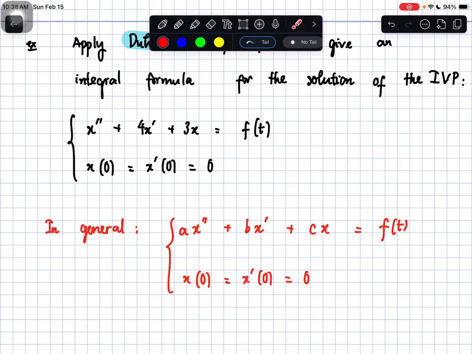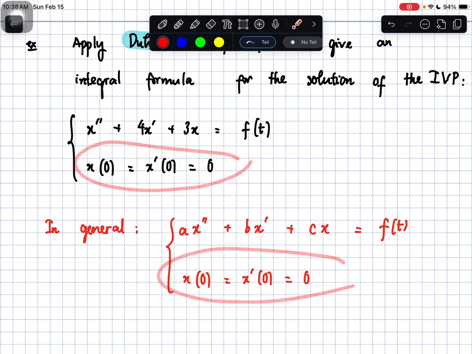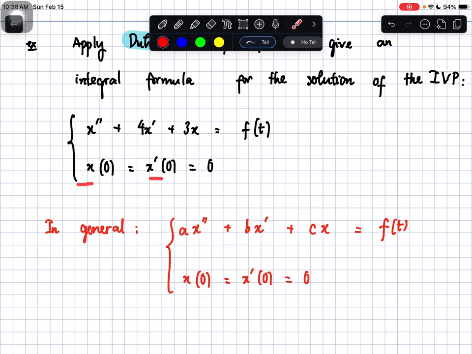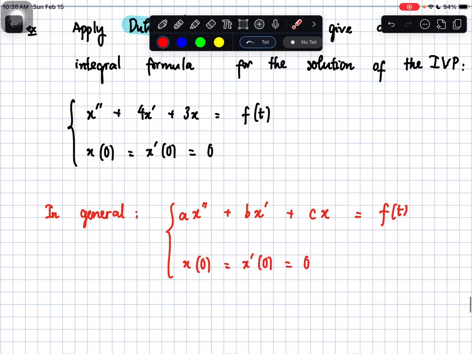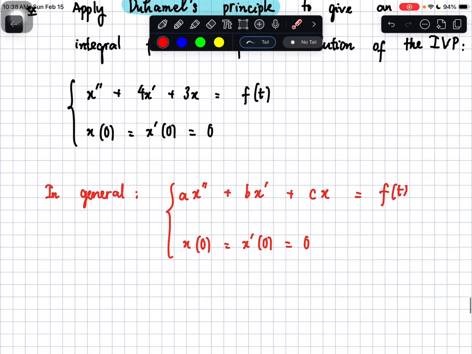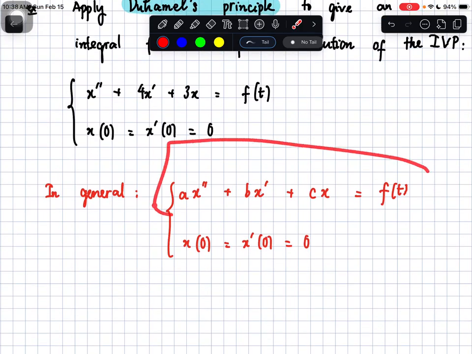So on the left hand side here you have a equal to 1, b is 4, c is 3, and the initial conditions are x at 0 and x prime at 0 are both 0. So this one we always have the initial conditions x(0) and x prime at 0 are 0. So here's how the principle would work to solve this initial value problem.